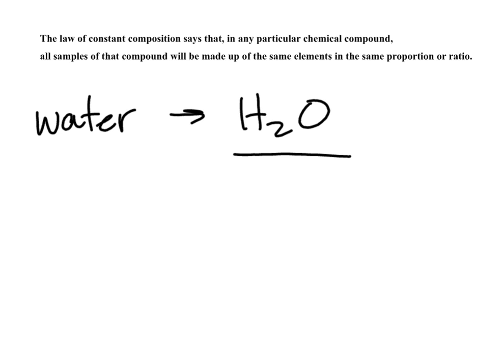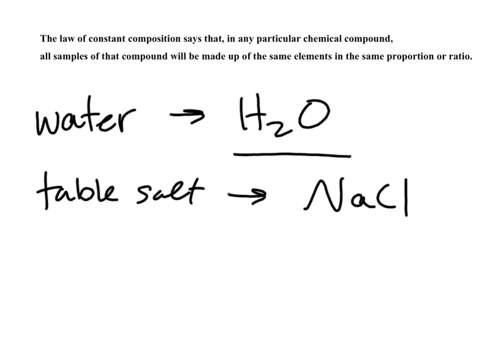Or if I have table salt, which is sodium chloride, that compound is composed of 2 elements, sodium and chlorine. In this case, it's in a 1-to-1 ratio, or 1 sodium to 1 chlorine. The water would be 2 hydrogens to 1 oxygen.